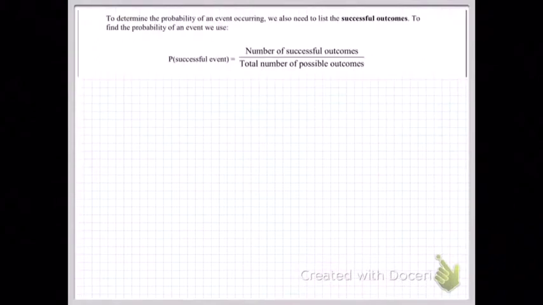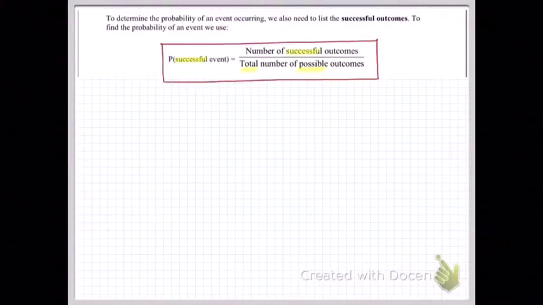In general, we use this formula to determine the probability of an event occurring. We are interested in the successful outcomes. So the probability of a successful event is the number of successful outcomes divided by the total number of possible outcomes. It's a fairly basic idea, but just remember one thing, that the probability of any event occurring must be less than or equal to 1. It's not possible to be more than 100% certain that an event will occur.